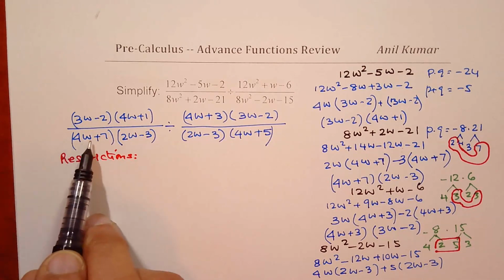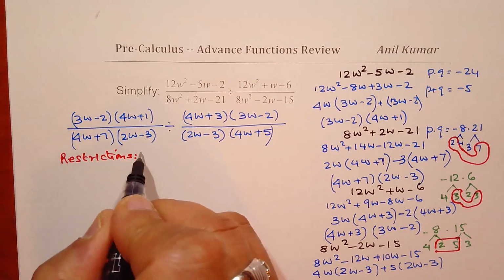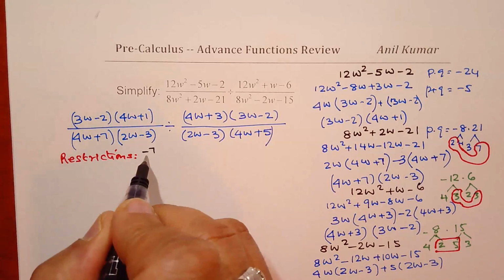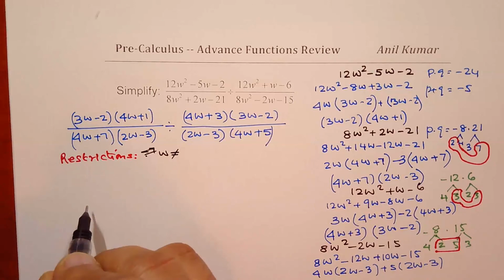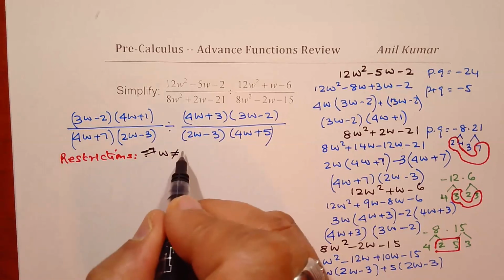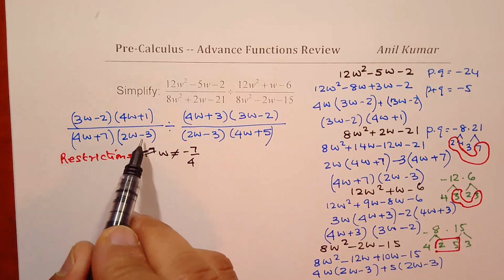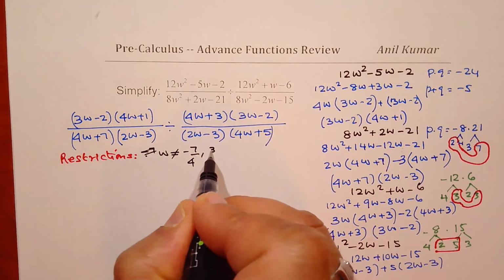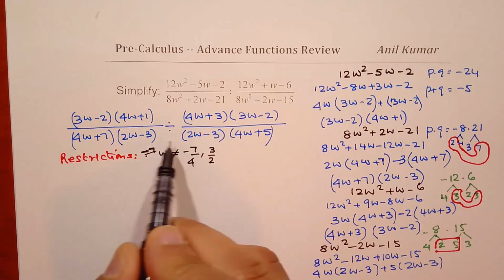4W plus 7, when can it be 0? It can be 0 for minus 7 over 4, right? So that is one restriction. So we can say W is not equal to minus 7 over 4, correct? Now here the restriction is W cannot be 3 over 2. 3 over 2 will make that 0. 3 over 2 is common, so we need not repeat it.